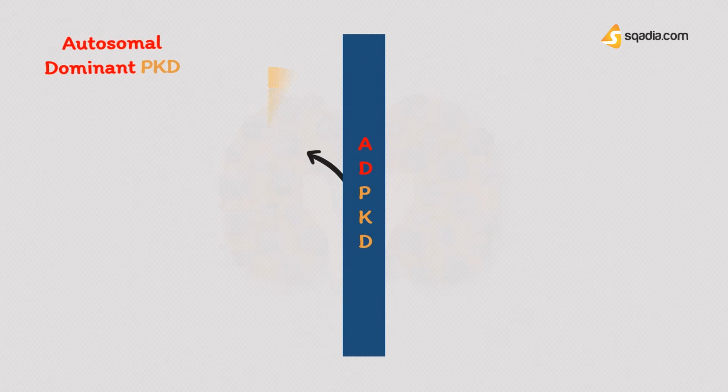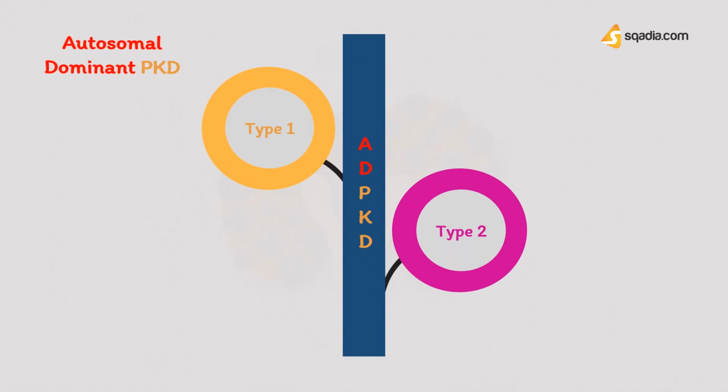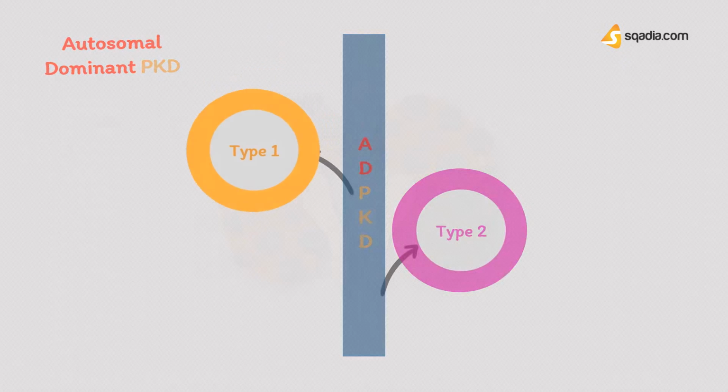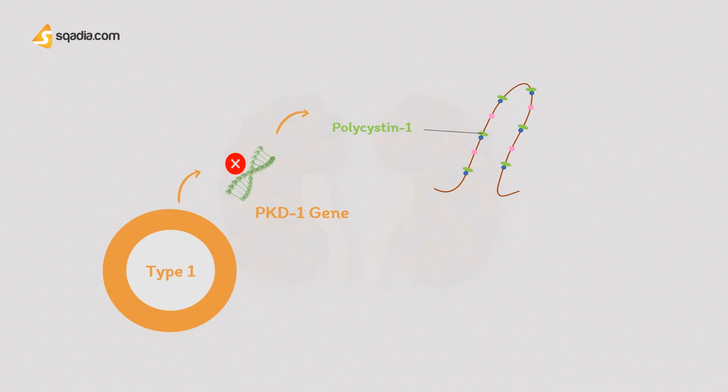Let us explore more about autosomal dominant PKD. ADPKD has further two types, type 1 and type 2, which depends on which gene gets mutated. Type 1 is caused by mutations in PKD1 gene, which codes for polycystin 1 protein of primary cilia.